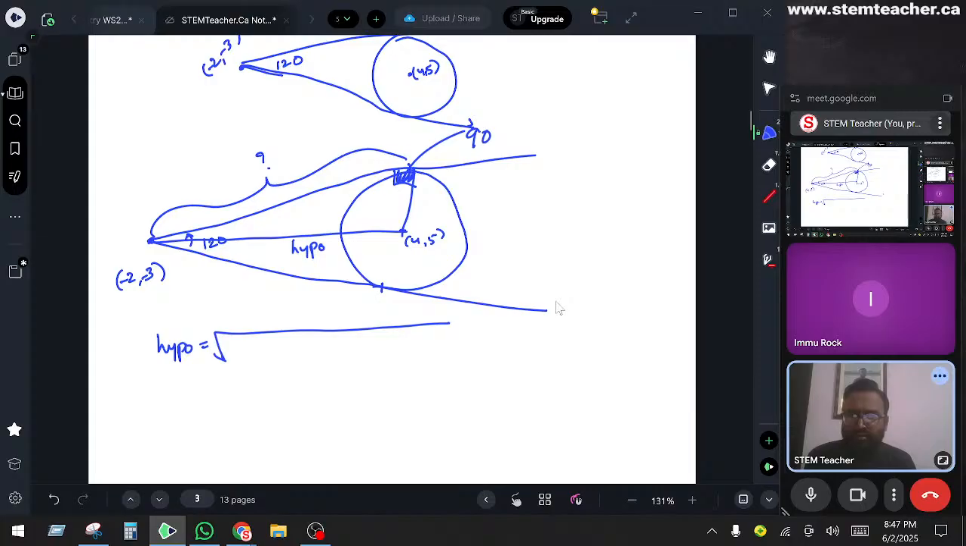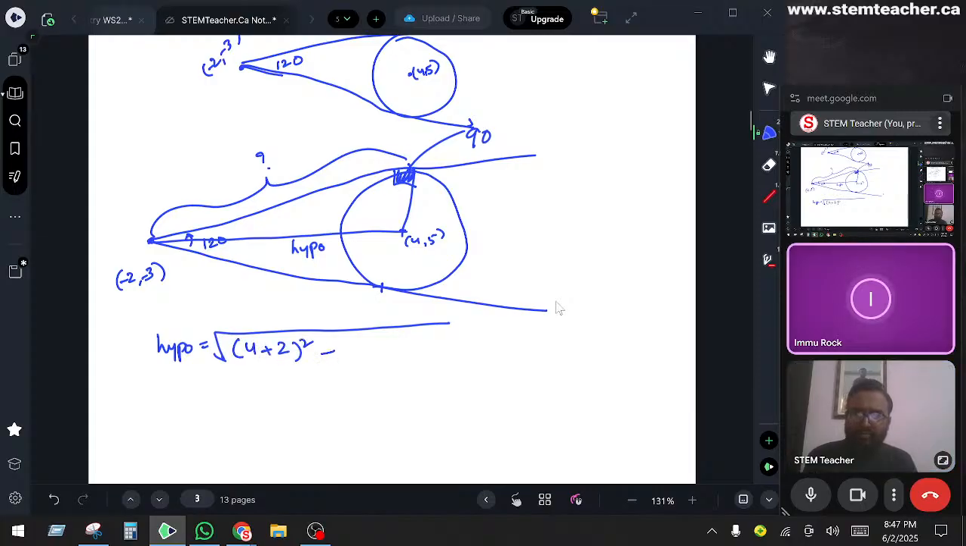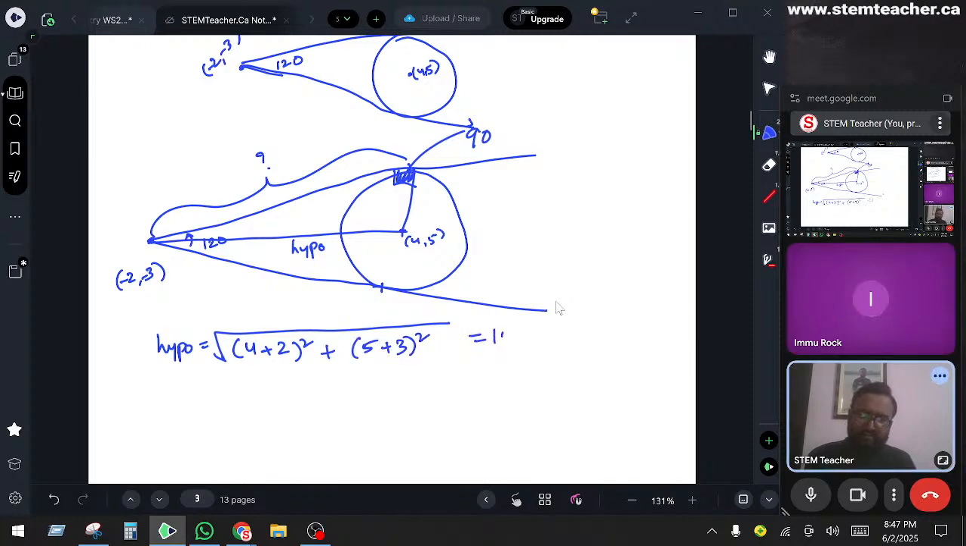This is 4 minus of minus plus 2 whole square plus 8 minus of minus plus 3 whole square. So this is 6 square plus 8 square, 64 plus 36 is equal to 100, square root is 10.